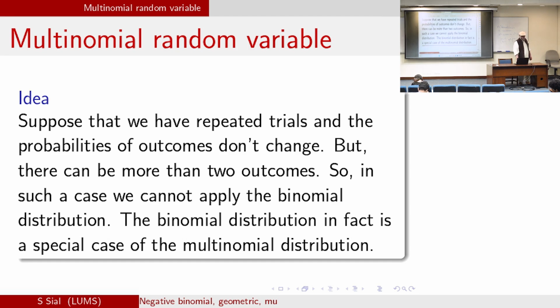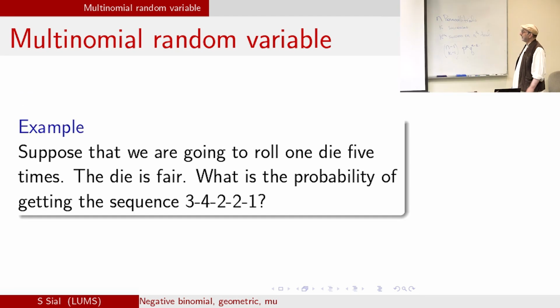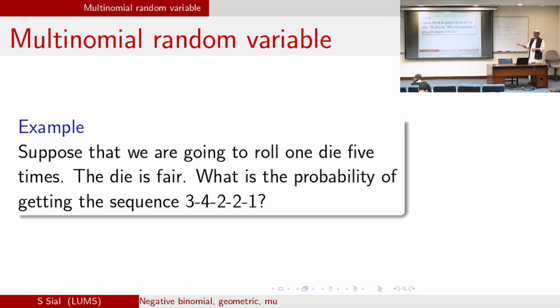So once again, I can imagine doing repeated trials like you had for the binomial random variable, but I imagine that I have more than 1 possible outcome. I could have 6 possible outcomes, like you have when you roll a die repeatedly. So it'll turn out that the binomial random variable will be a special case of what we're going to do here, the multinomial random variable. Okay, so once again, we'll build this up slowly, taking a specific example and then generalizing it.